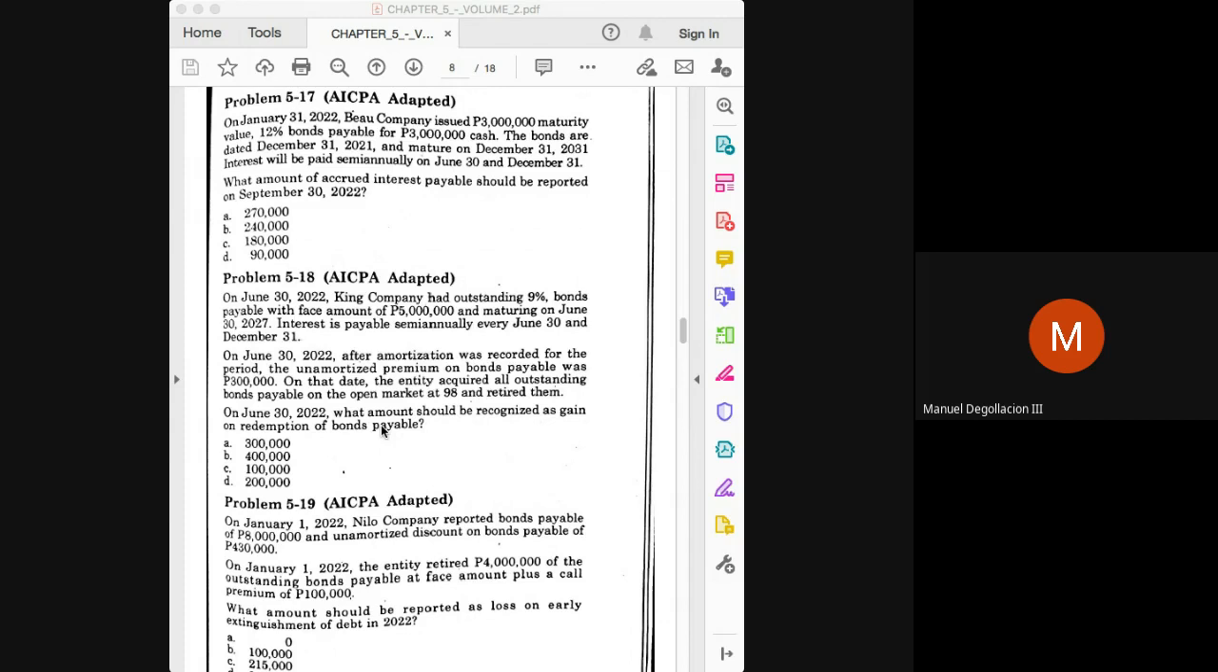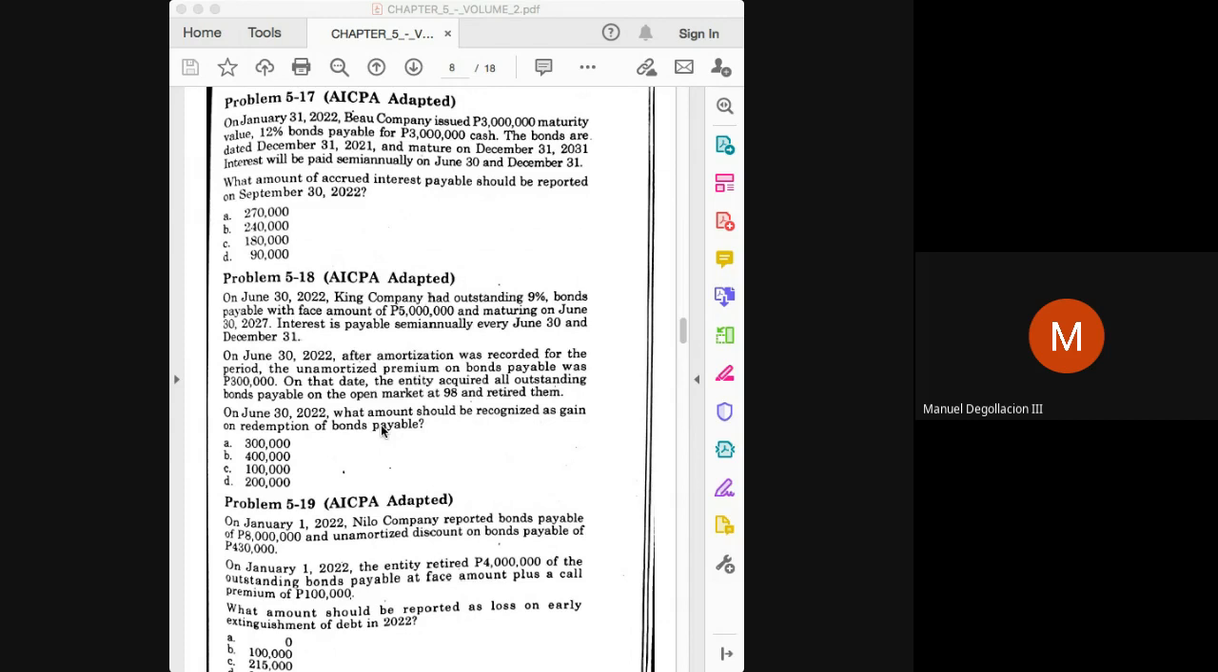Okay. Now, here on June 30, 2022, King Company had outstanding 9% bonds payable with a face amount of 5 million and maturing on June 30, 2027. Interest is payable semi-annually every June 30 and December 31. On June 30, 2022, after amortization was recorded for the period, the unamortized premium on the bonds payable was 300,000.